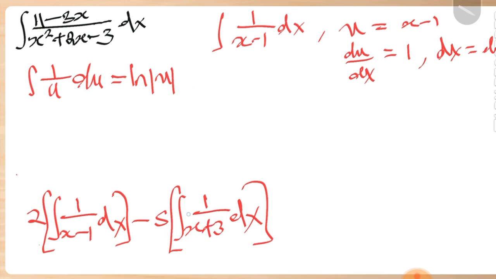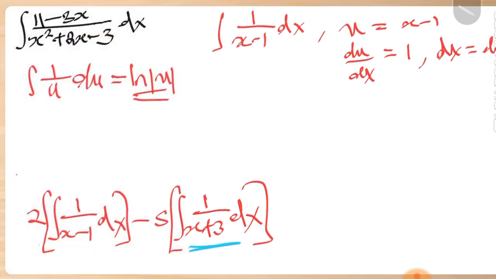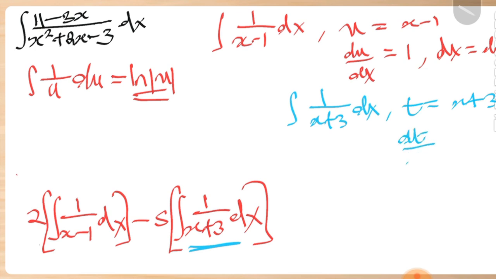Then same thing here. Let's evaluate this integral. We have the integral of 1 over x plus 3 dx. Same thing here; this time let's use t equal to x plus 3. That means dt over dx is equal to, differentiate x, you have 1, differentiate plus 3, you have just 0. So you have dt equal to dx.